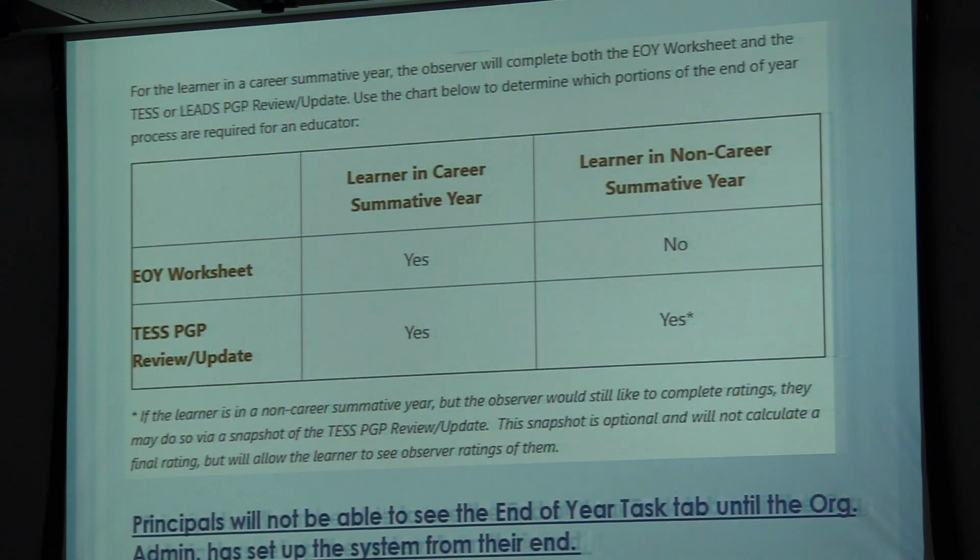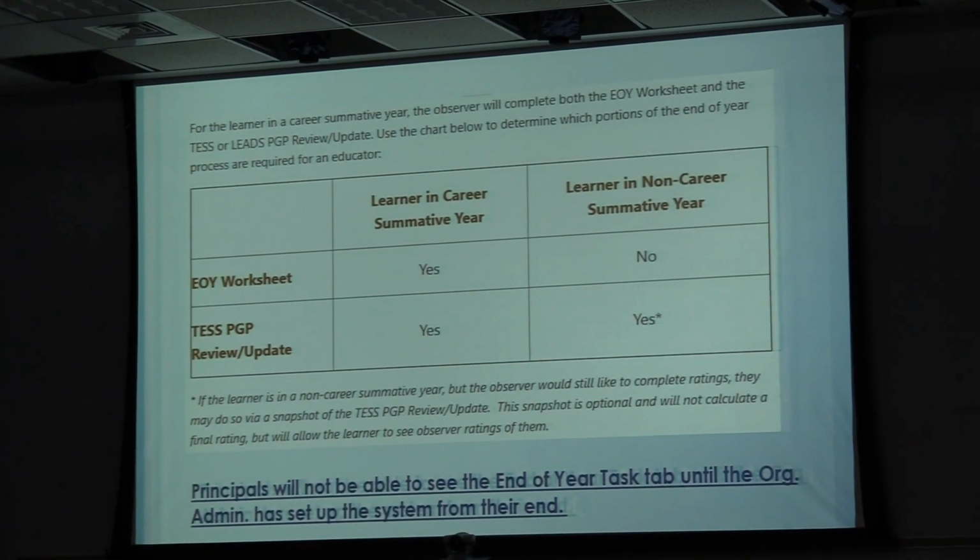The next slide tells us the work that you have to do as the leader for both career summative and non-career summative. Who are our non-career summatives? What group is that? That's 1, 2, 3 novice, 1, 2, 3 experience. That's those formative years. So make sure you understand the language. Non-career summative are those formative years on the boxes. That's why that chart's so good to look at.